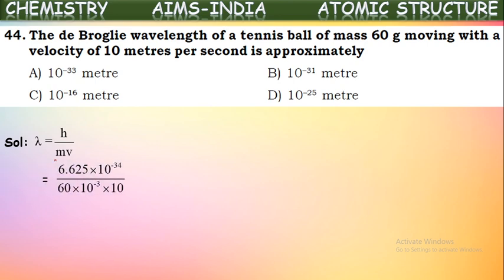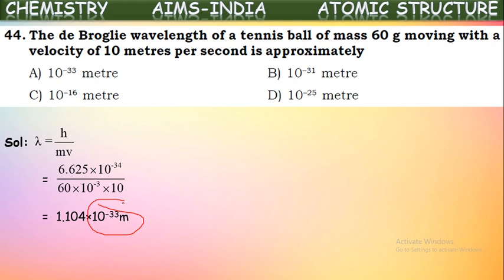The h value we know, Planck's constant, is 6.625 into 10 to the power of minus 34 joule second, and the mass of the tennis ball is given as 60 grams. Let us convert this into SI units, kilograms: 60 into 10 to the power of minus 3, and the velocity is given in meters per second directly. Substituting all these values, we get 1.1 into 10 to the power of minus 33 meters. In the given options, the approximate one is 10 to the power of minus 33 meters.